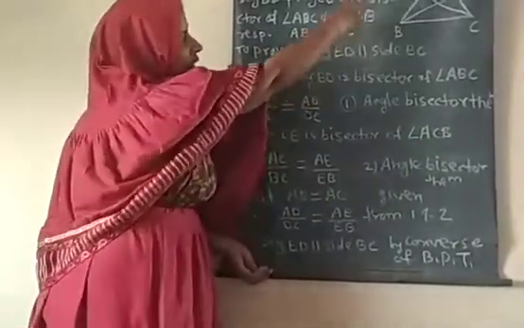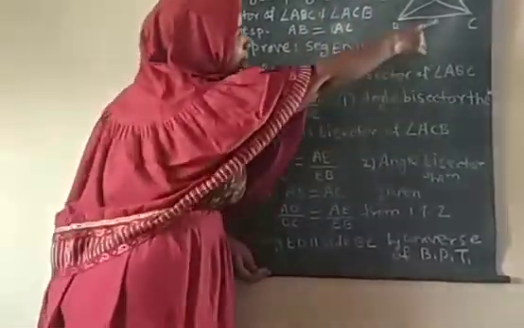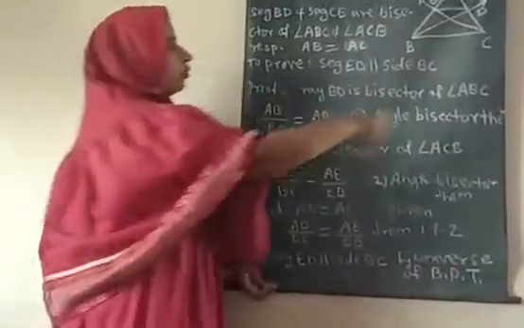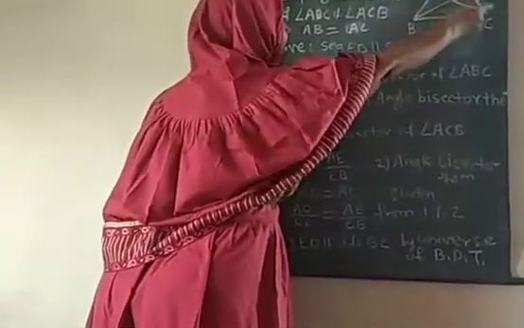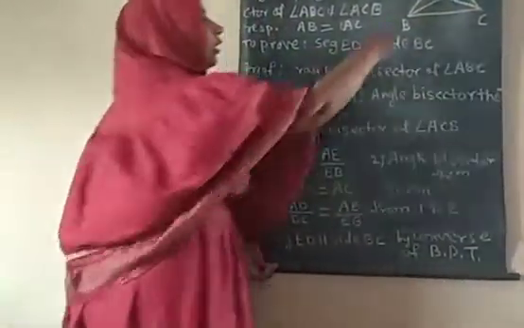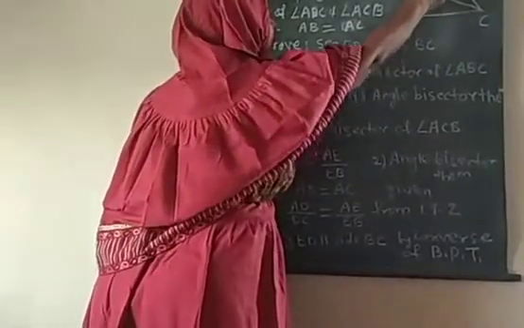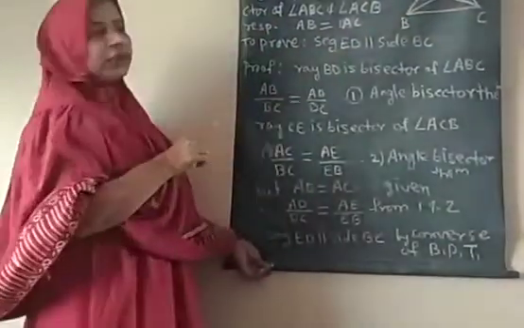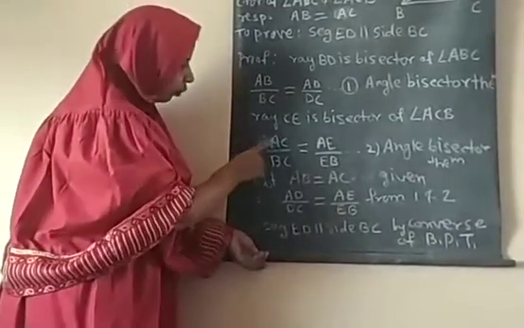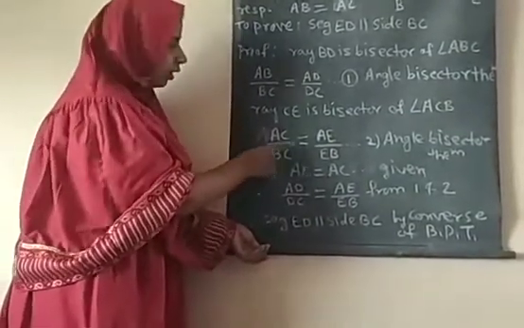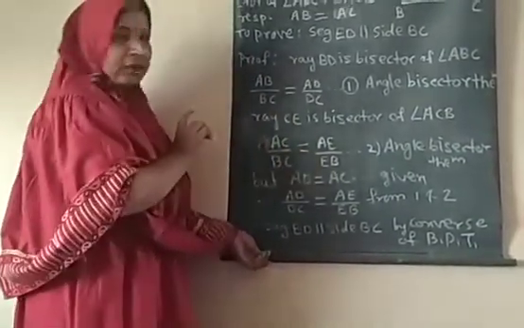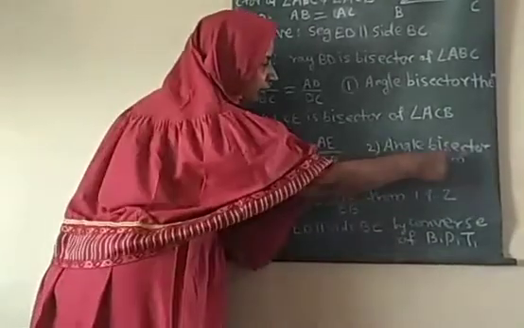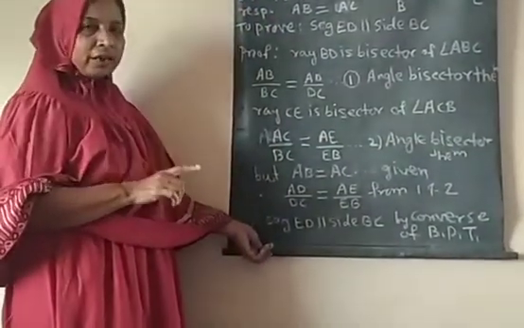Similarly, ray CE is also the bisector of angle ACB, that is angle C. So for vertex C the sides are AC and BC, and this point E divides the opposite side AB into AE and EB parts. Therefore, the ratios are AC upon BC equal to AE upon EB, equation number 2. The reason is the same, the angle bisector theorem.